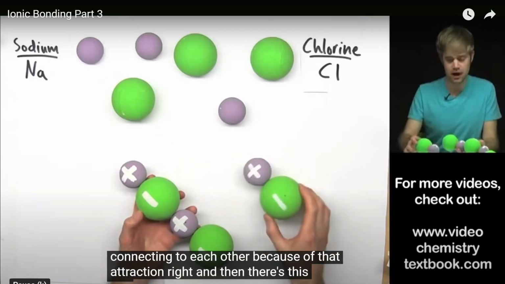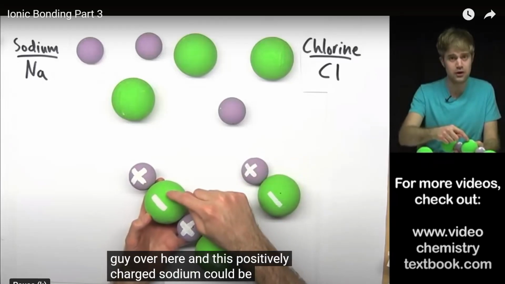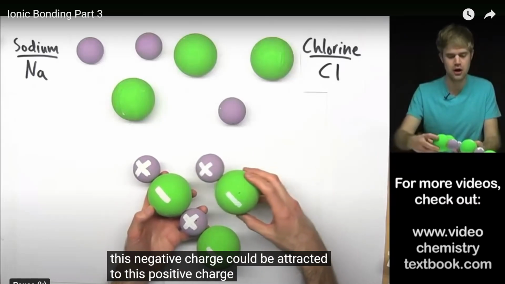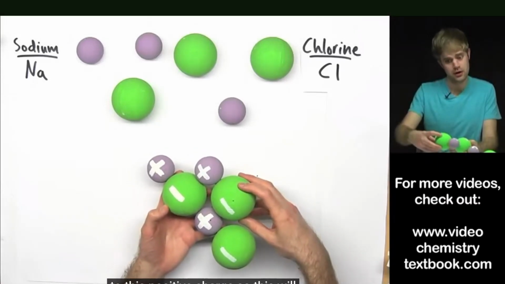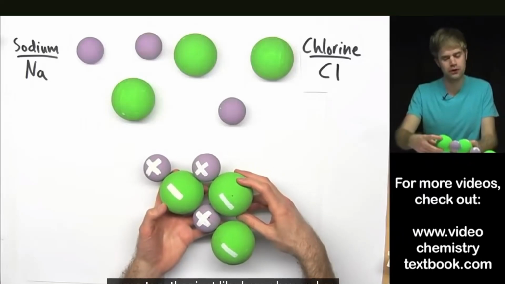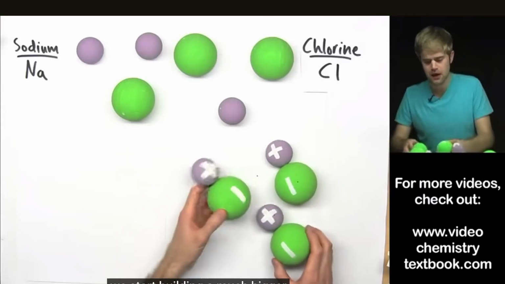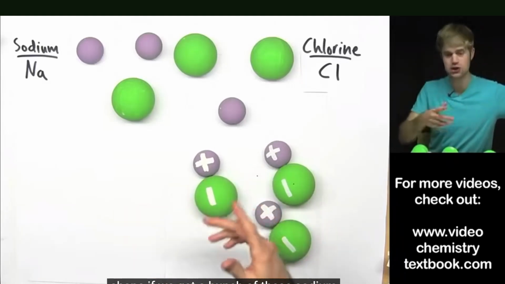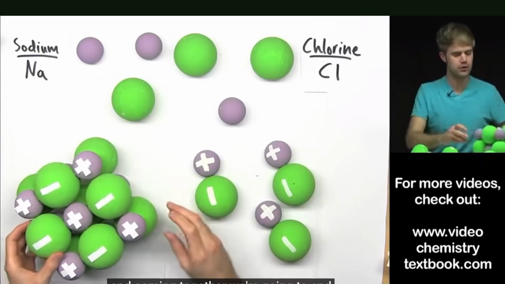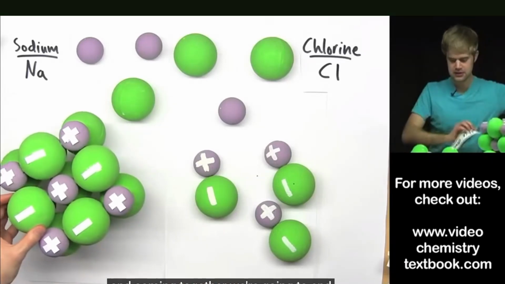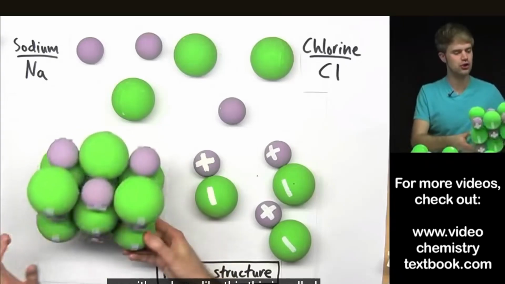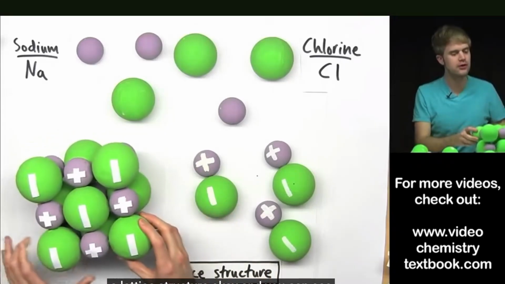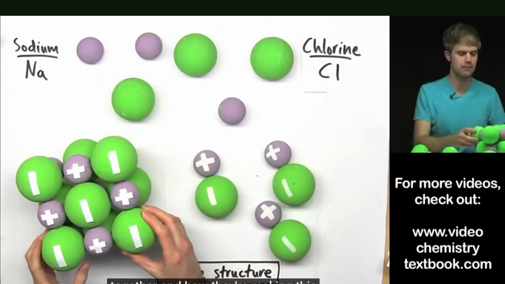And then there's this guy over here, and this positively charged sodium could be attracted to this negatively charged chloride, and this negative charge could be attracted to this positive charge. So this will come together just like here. And so we start building a much bigger shape. If we get a bunch of these sodium and chlorine atoms getting charges and coming together, we're going to end up with a shape like this. This is called a lattice structure. And you can see how these ions are packed really closely together and how they're making this larger shape.